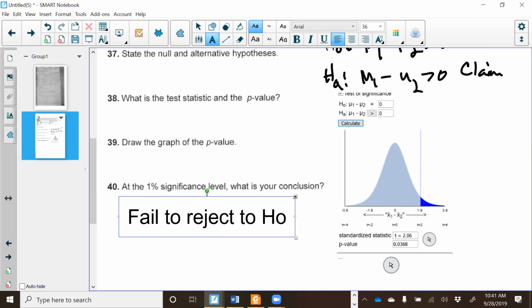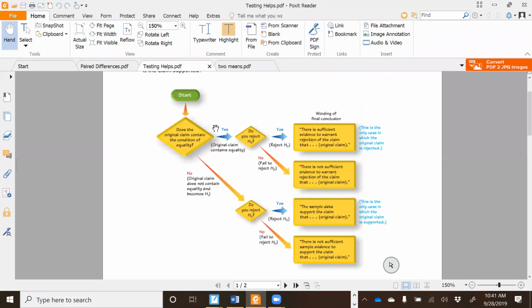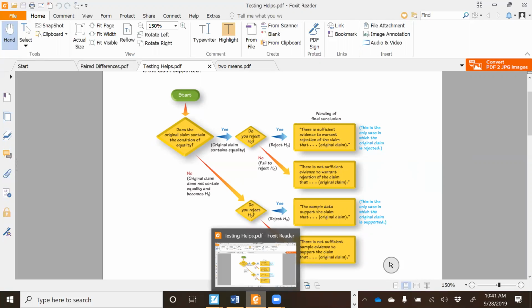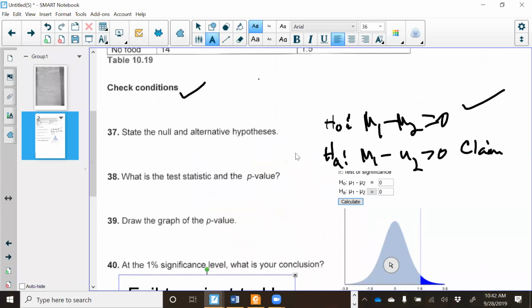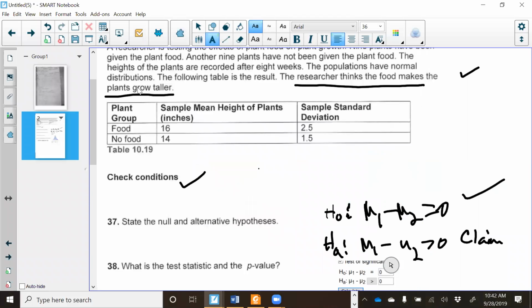come back here, I think I still get that testing helps. Let's look at this. I didn't have a claim of inequality. Did I reject H0? No, I didn't. So this is how I start my statement. There's not sufficient sample evidence to, oh, wait a minute. I didn't reject H0 because it was 1%, right? So there's not sufficient sample evidence to support the claim that, what was the claim? Wasn't it that the researcher thought the food makes plants grow taller. Well, the sample data doesn't support the claim that the plant food makes taller plants or something like that. Does that make sense? I hope that's okay.